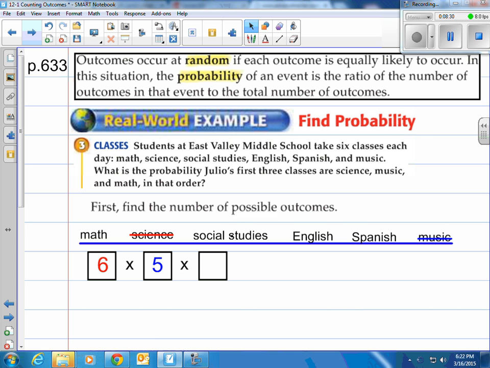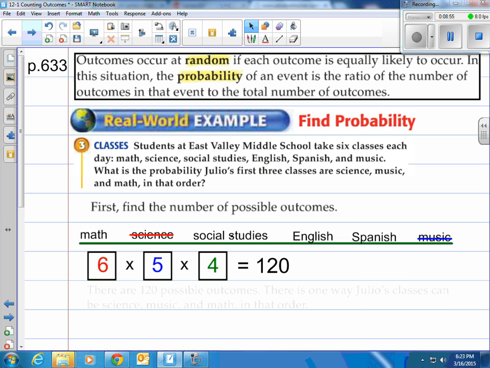So he had 5 choices. Now he's down to how many choices? That's right. He's got 4 choices left. And of course, he wants to take on the math. Now, these are the 3 classes that he wanted to figure out, the first 3 classes. He had 6 choices, 5 choices, 4 choices. As he was selecting, he had to reduce that number by 1 because he kept taking one out of the pile. So take 6 times 5 times 4, and that is 120 choices.